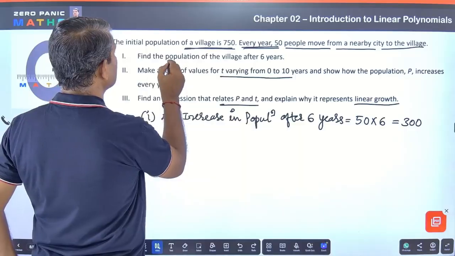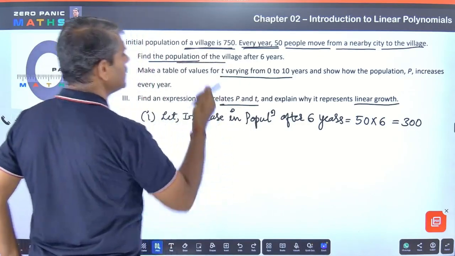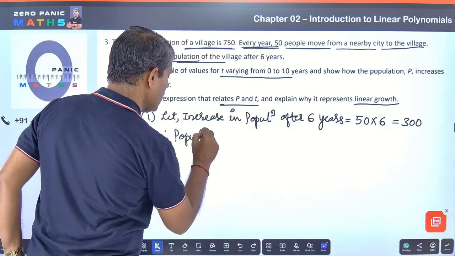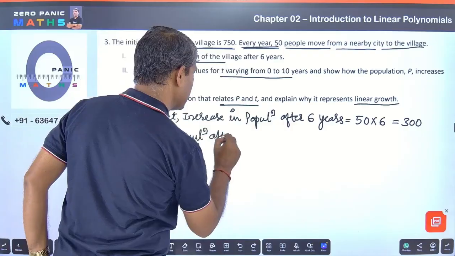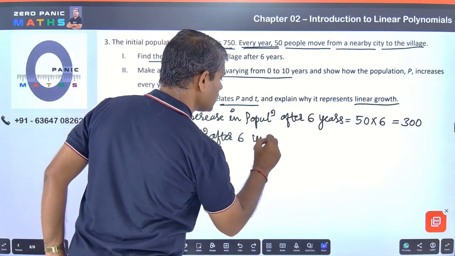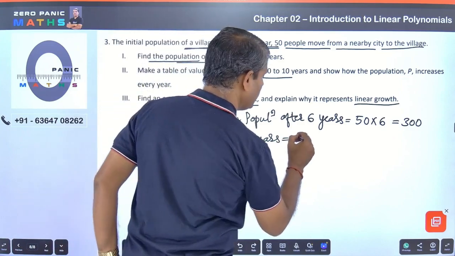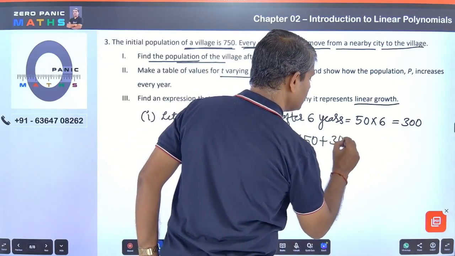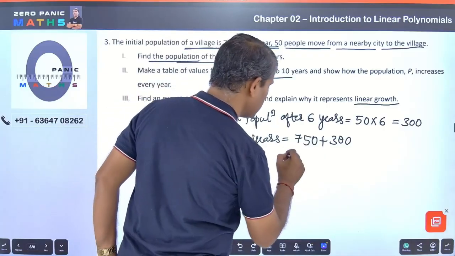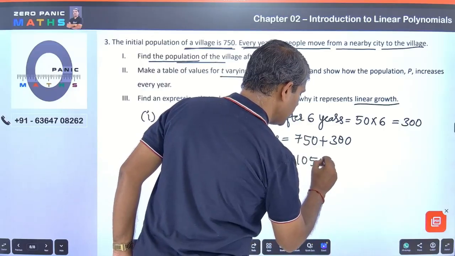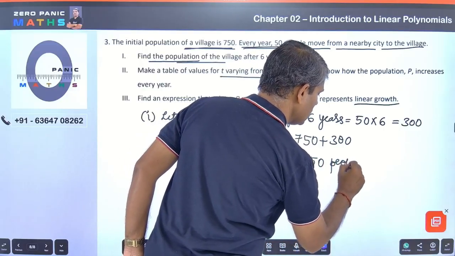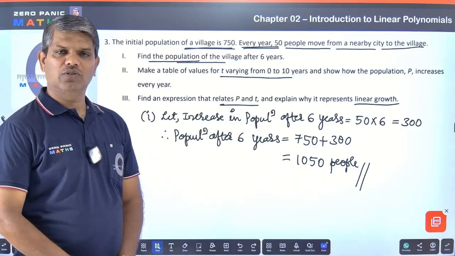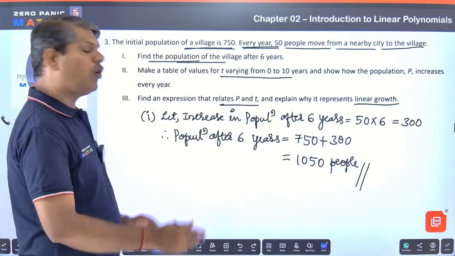But what is the question asked here? Find the population of the village, which initially had 750. So the population after 6 years is 750, which is the initial population, plus the increase in the population after 6 years, which is 300. So that is 1050 people. That is the answer for the first question. This is the similar thing that we are doing for all the questions.